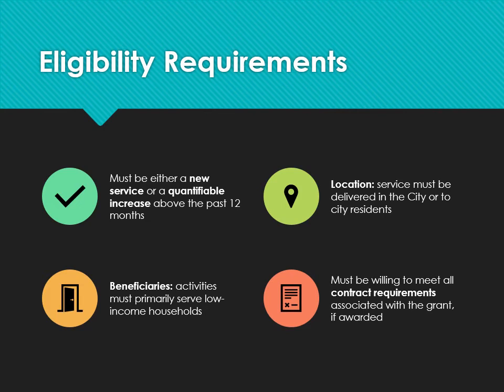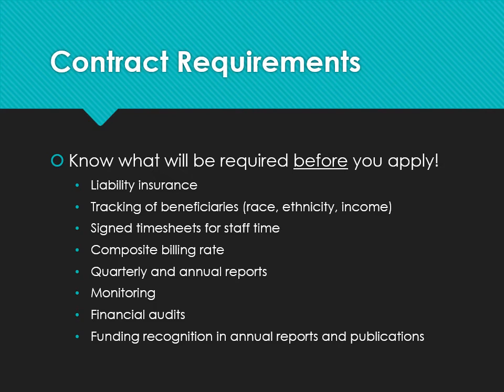Beneficiaries must be primarily from low-income households. And grantees must be willing to meet all contract requirements associated with this grant, if awarded. We have uploaded a new summary document that is a condensed version of many of the contract and funding requirements. This can be found on the Partnerships and Funding website. You should read through this document before submitting your application to make sure that the requirements and conditions of this grant will be a good fit for your organization and your current administrative capacity.